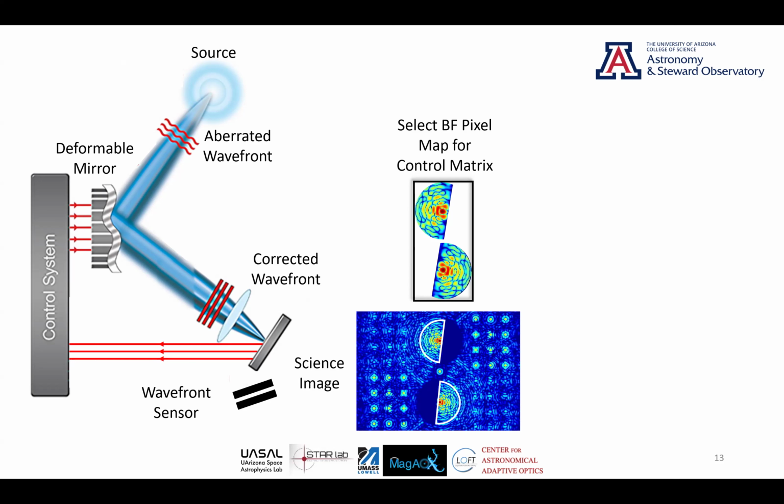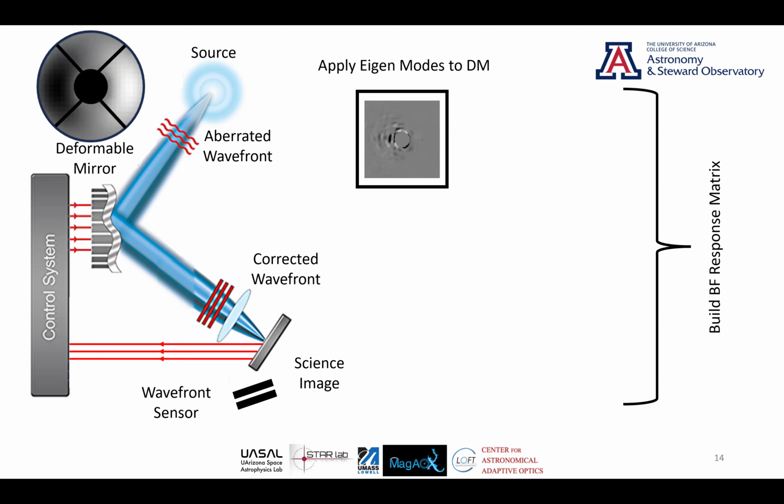Sometimes we've used the core in simulation. That works really well. In practice, oftentimes the core saturates in order to get enough light in those higher spatial frequency regions. So while I show using the core here, oftentimes we did not include that in our control matrix, because by the time we had enough light from the higher spatial frequencies, the core was saturated and it was no good, no use to us. But so we select a bright field pixel map for our control matrix.